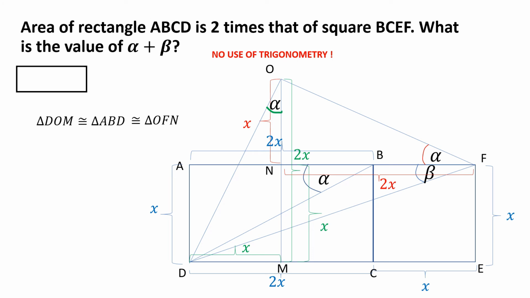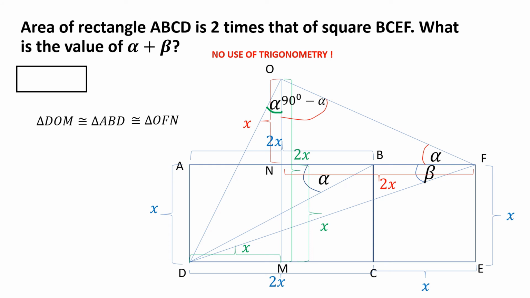And if angle OFN is alpha, we know that in triangle OFN, angle ONF is 90 degrees. Of the other two angles, one of those angles, angle OFN, is alpha. So that makes the other angle of the triangle, which is angle FON, equal to 90 degrees minus alpha, right? Because in a right-angled triangle, the sum of the other two angles should be 90 degrees. So that makes angle FON 90 degrees minus alpha.